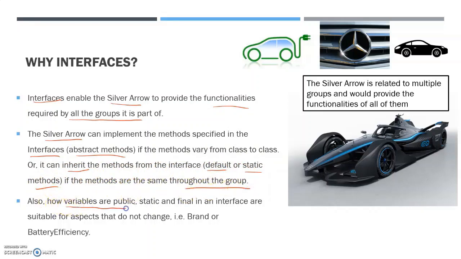Also, how the variables are public, static, and final in an interface are suitable for aspects that do not change. For example, brand or battery efficiency that are the same for every single car of that class.